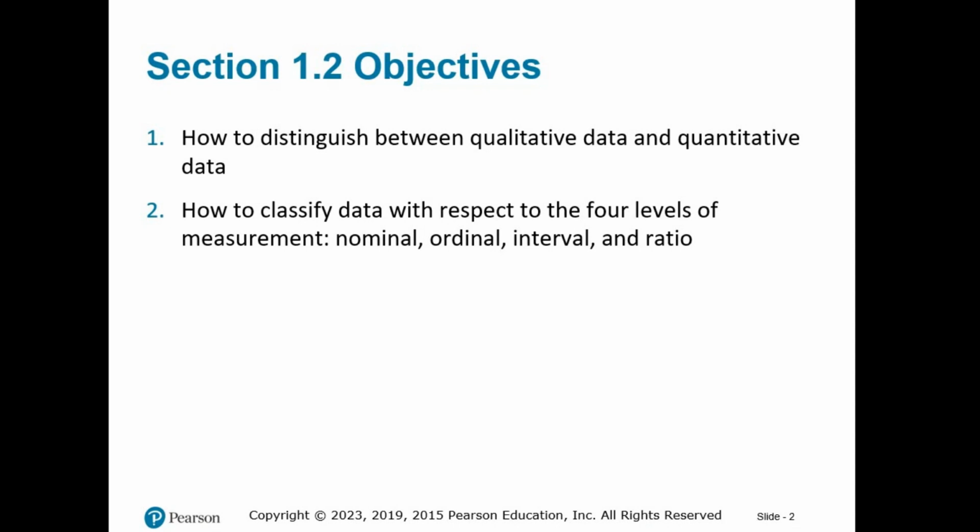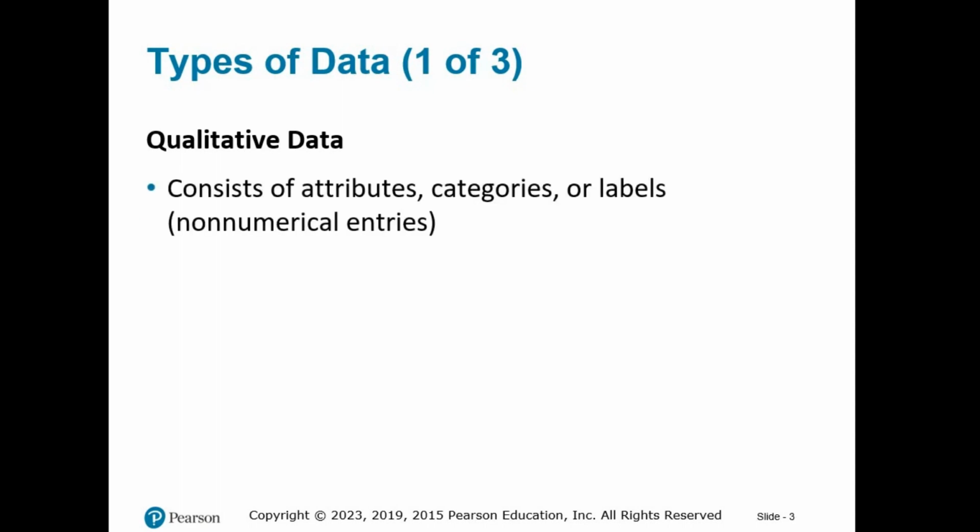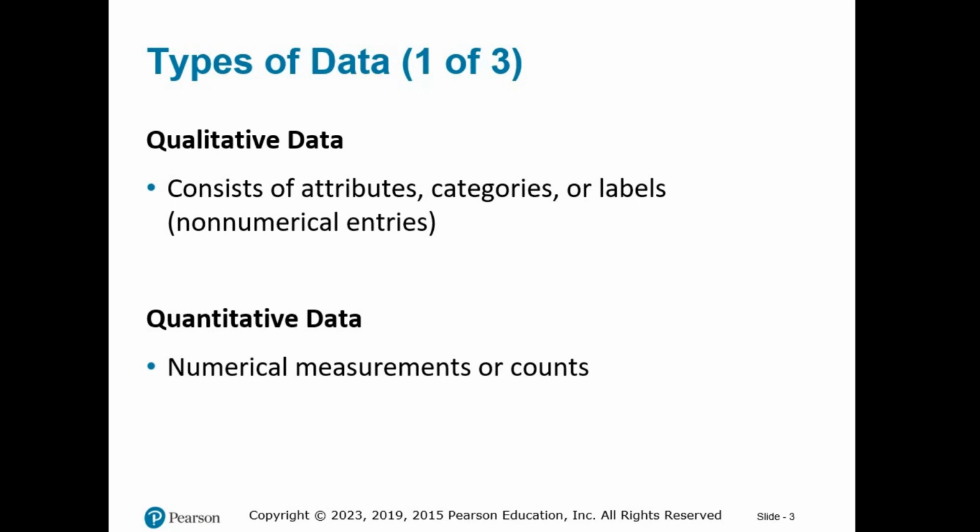So here we go. Data sets consist of two types of data, the first of which is qualitative data. This consists of attributes, categories, or labels. In other words, non-numeric entries. The other type is quantitative data, or numerical measurements or counts.